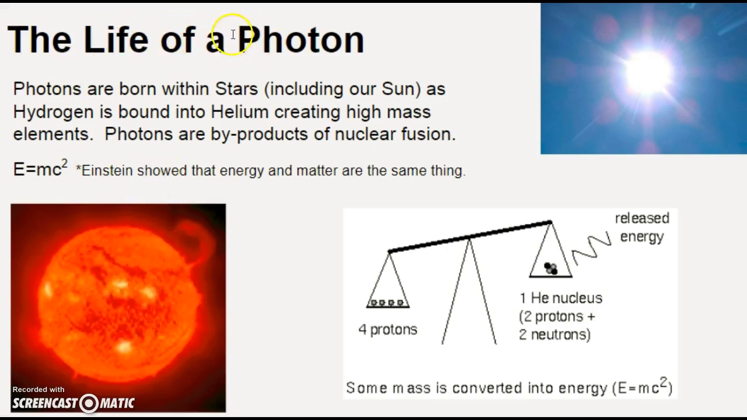And therefore, when we talk about light, we need to describe the life cycle of a photon, or light. Photons are born within stars, including our sun, as hydrogen is bound into helium, creating a high-mass element. Photons are the byproducts of nuclear fusion. Einstein showed us this as he described energy equals mass times the speed of light squared. It simply showed that energy and matter are the same thing. Because it takes 4 hydrogen atoms to be combined to create one helium nucleus, even though they have different masses, the different mass is now a new form. It's a new form of energy that we see as sunlight.